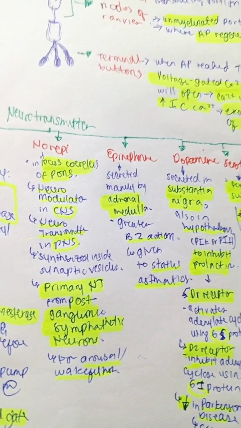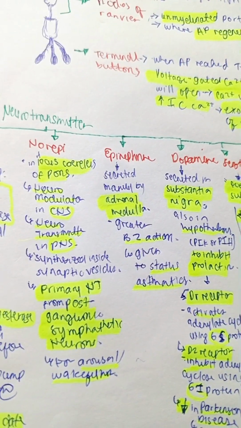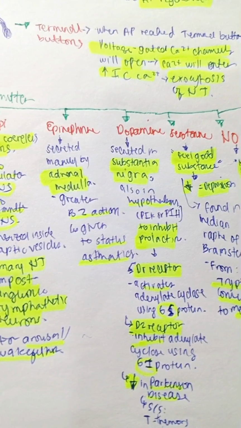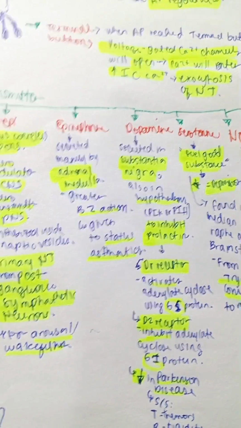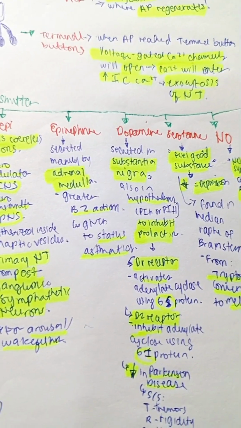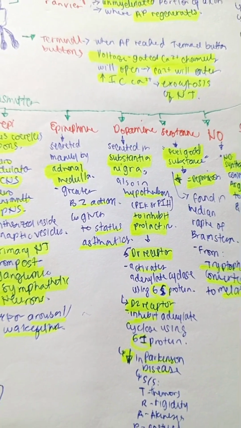Another neurotransmitter is epinephrine. It is secreted mainly by the adrenal medulla, and it has a greater beta-2 action, and it is given in status asthmaticus. Another neurotransmitter is dopamine. It is secreted in the substantia nigra and also in the hypothalamus as prolactin inhibitory hormone. So it inhibits prolactin if it's from the hypothalamus. Remember that dopamine inhibits prolactin.